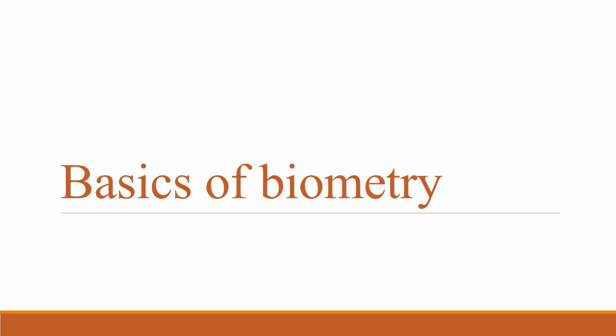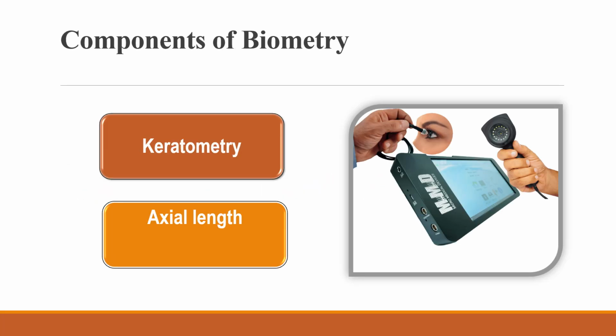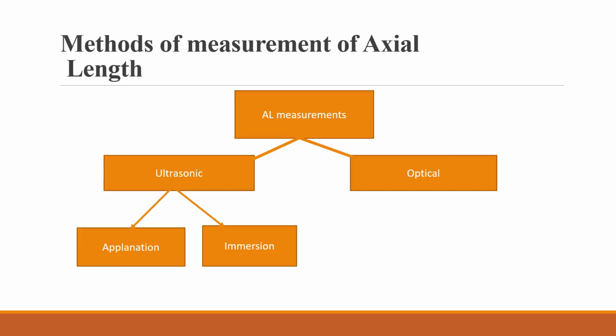Now on to discuss the basics of biometry. Components of biometry: biometry consists of two procedures, keratometry and axial length. Methods of measurement of axial length: we can use the ultrasonic method, which is divided into two subdivisions, applanation and immersion, and on the other hand, axial length measurements can be done by optical method.